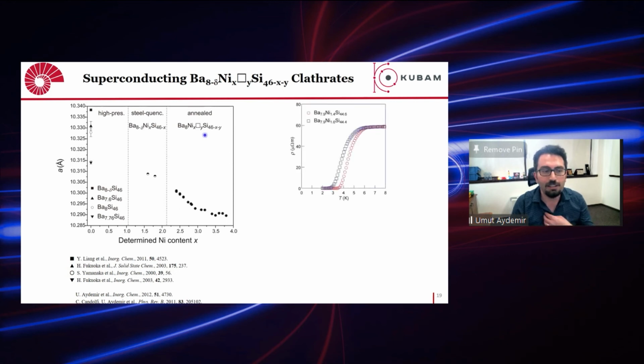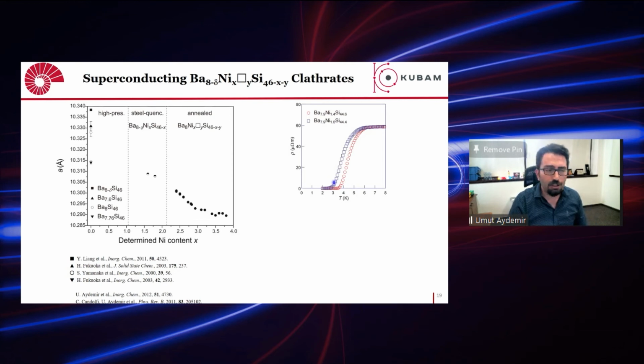And here we see the resistivity behavior to determine the TC of these materials. For both nickel 1.4 and 1.6, we see a transition to zero resistivity with onset temperatures of 6 or 5.5 Kelvin. So we have this broad range of transition, which might be attributed to the small homogeneity range of these steel quenched materials, basically.